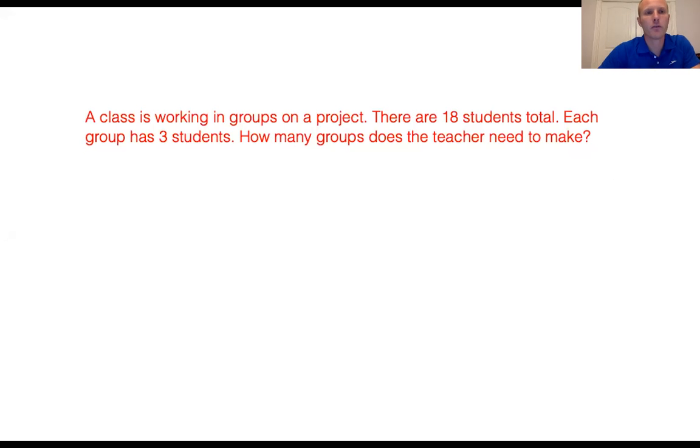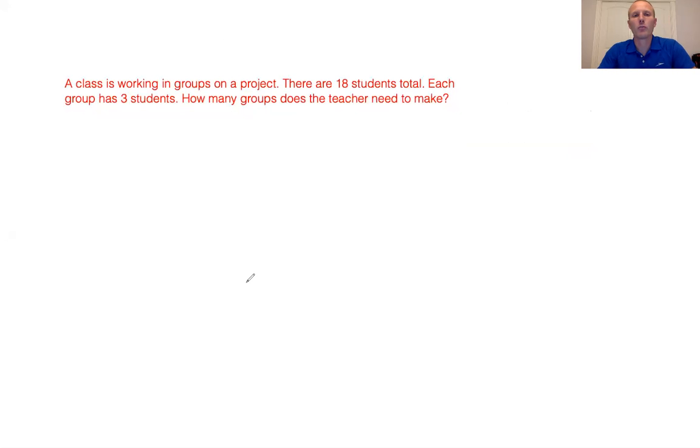The first one says, a class is working in groups on a project. There are 18 students total. Each group has 3 students. How many groups does the teacher need to make? So the first thing I'm going to do is go through and highlight the information that I already know, because that really helps me.